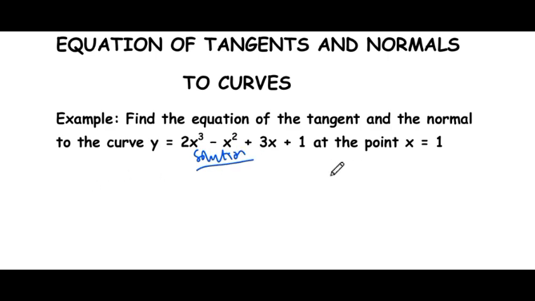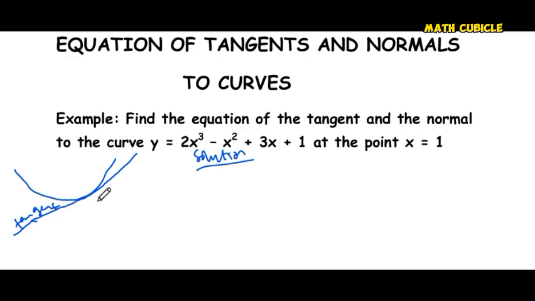Now we have a curve. A tangent is a straight line that touches a point on the curve. This is a tangent, so it touches a point on this curve. This straight line is called a tangent.